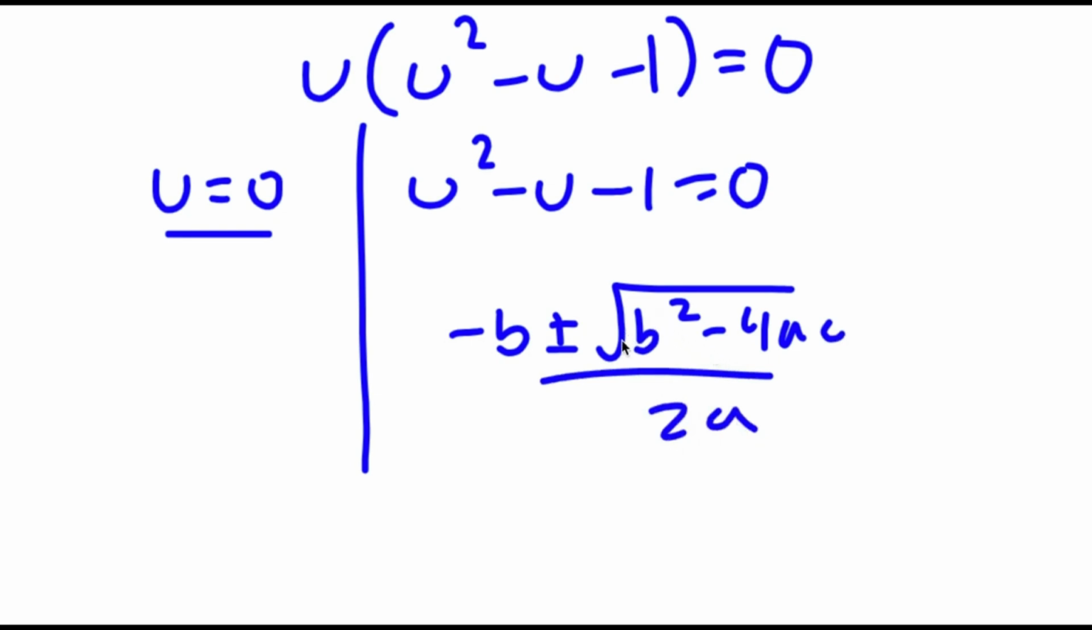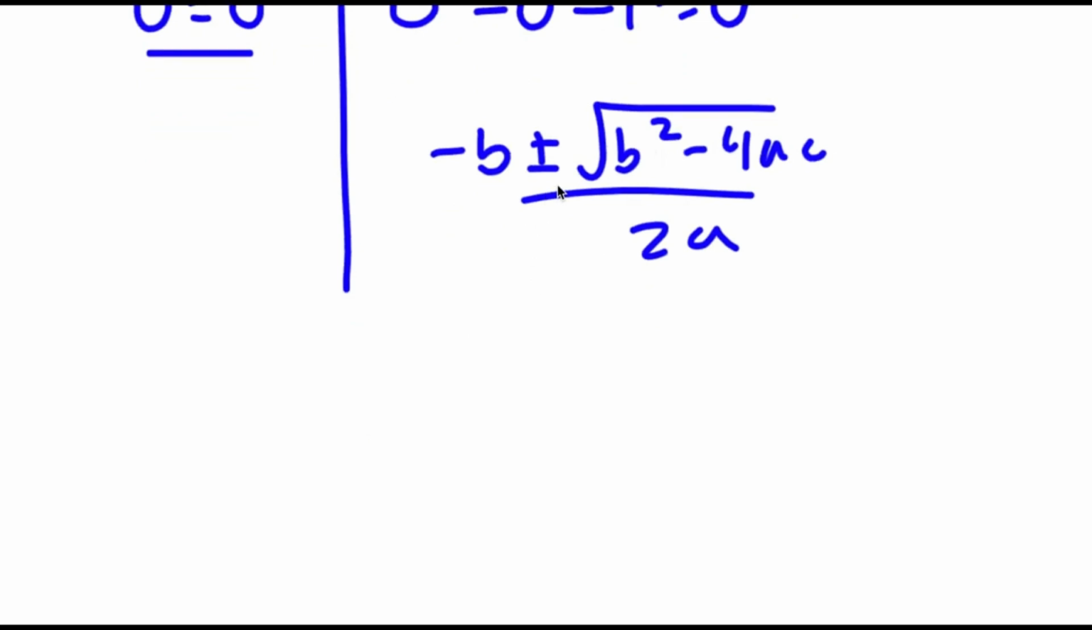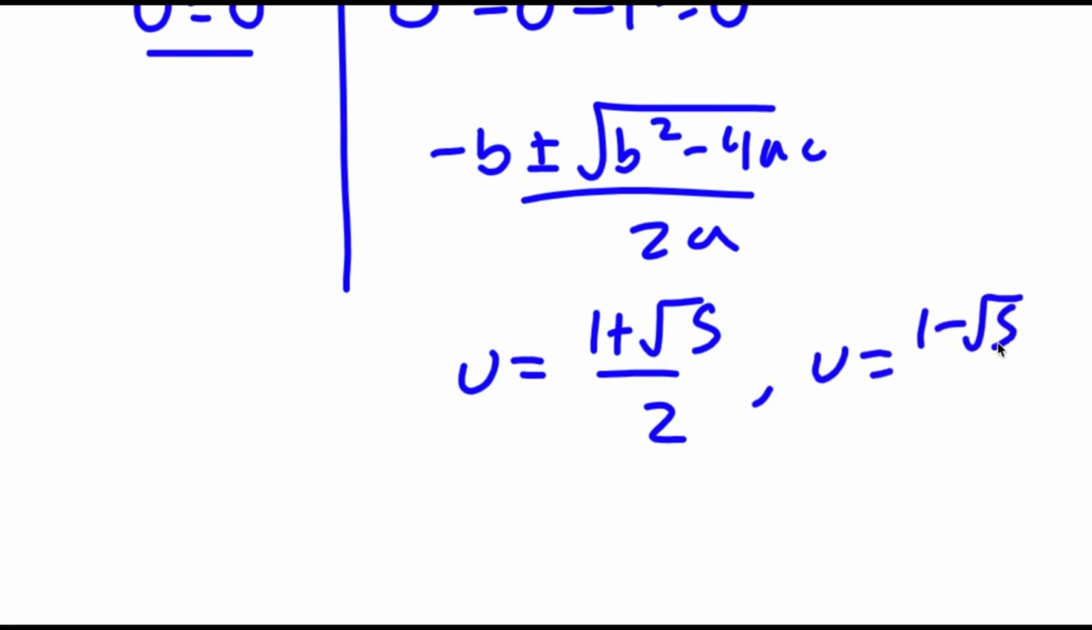I'm not going to waste your time actually plugging in everything into the quadratic formula, but you should end up getting u equals 1 plus the square root of 5 over 2. And u is equal to 1 minus the square root of 5 over 2.